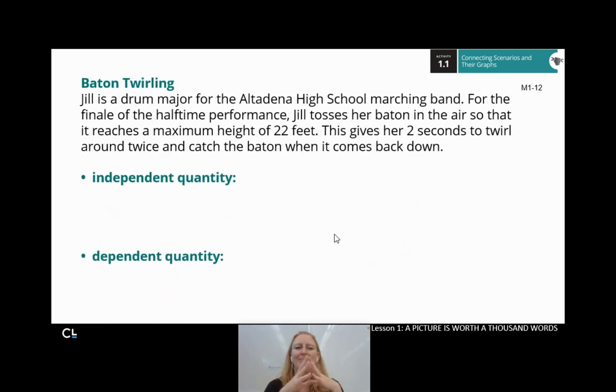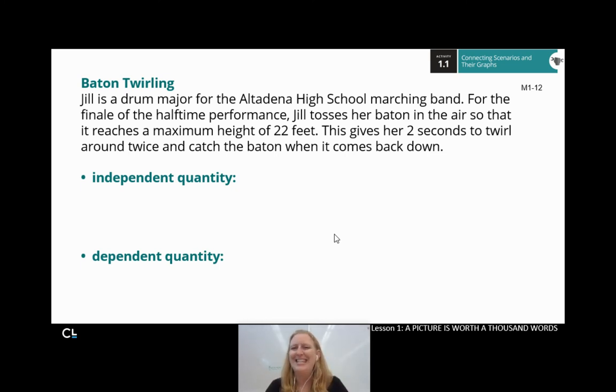Baton twirling. Jill is a drum major for the Altadena High School Marching Band. For the finale of the halftime performance, Jill tosses her baton in the air so that it reaches a maximum height of 22 feet. This gives her 2 seconds to twirl around twice and catch the baton when it comes back down. You're not going to be surprised by this one.